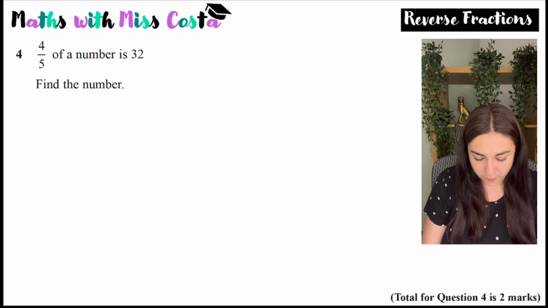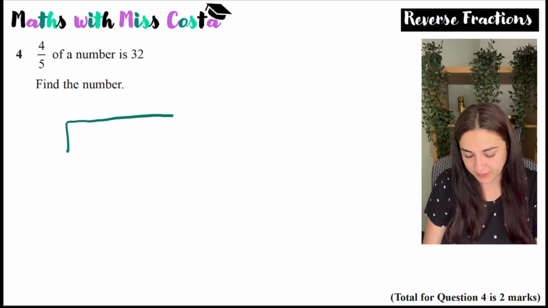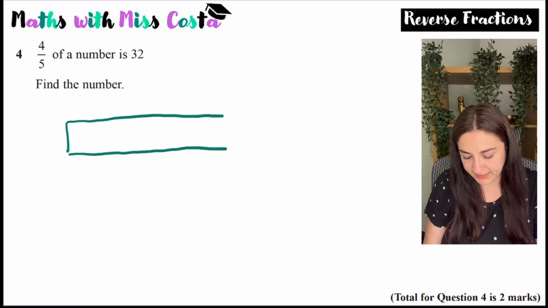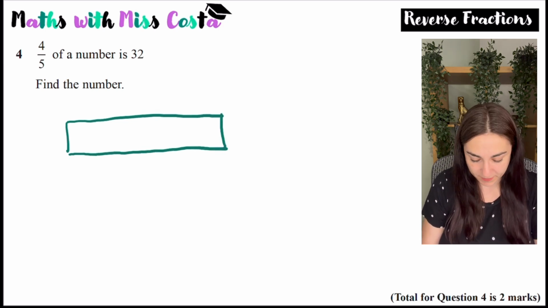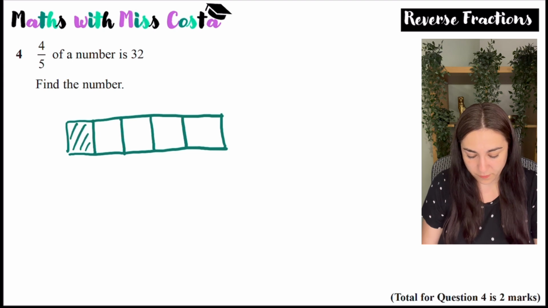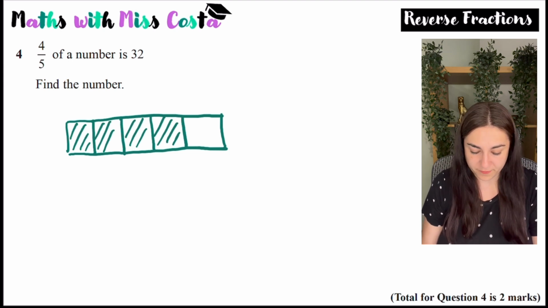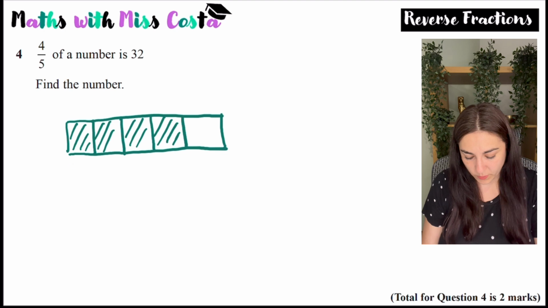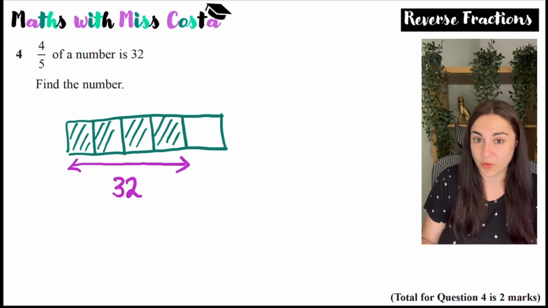Next, I'm told that 4/5 of a number is 32. So this is sometimes quite difficult because people just assume I need to work out 4/5 of the number. But if I think about it, 32 has been split into 5 equal parts. And I know that 4/5, so 4 out of the 5 parts, are equal to 32. So then I need to find out what the number is.